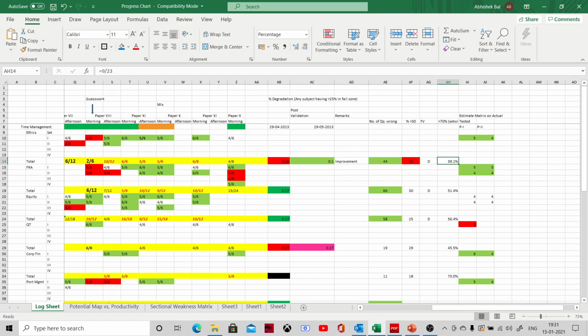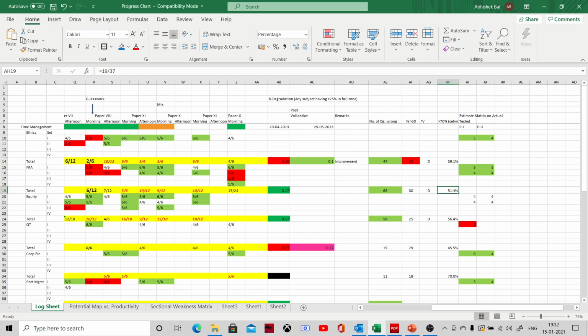So if it is 12 questions and I have scored, let's say 9, I would only be counting 9 onwards. 9 out of 12, because 9 out of 12 is 75%. So anything which is less than 9, I would not have taken into consideration. So these are item sets wherein I have scored more than 75%.